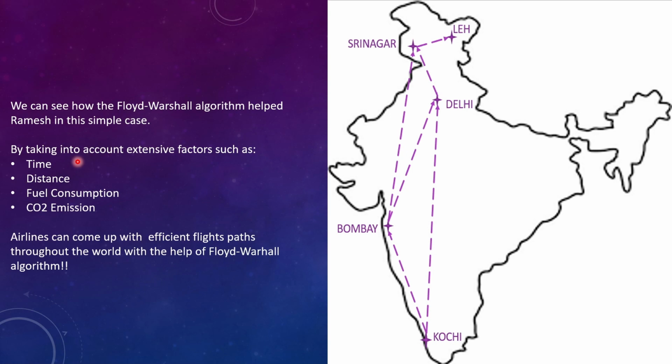Here are some factors we can take as parameters for our edge weights. We can take time also. We can take distance also. Or it can be fuel combustion or CO2 emissions also. So this is what Floyd Warshall algorithm is for.